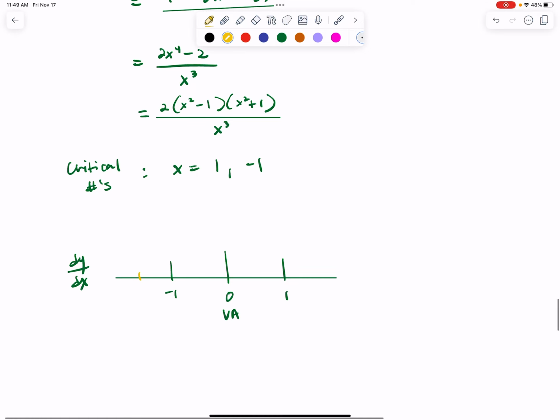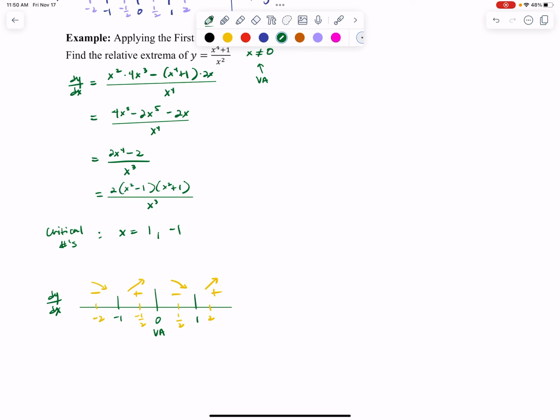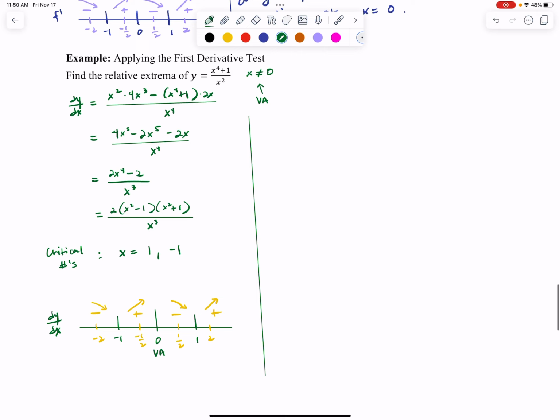So now I can think about test values. So -2, -1/2, 1/2, 2. So it goes negative, positive, negative, positive. So decreasing to increasing, decreasing to increasing. But even though the graph changes from increasing to decreasing at 0, it can't be a relative maximum because that's a vertical asymptote. The graph isn't continuous there. There is a non-removable discontinuity. So there's actually 2 relative minimums.